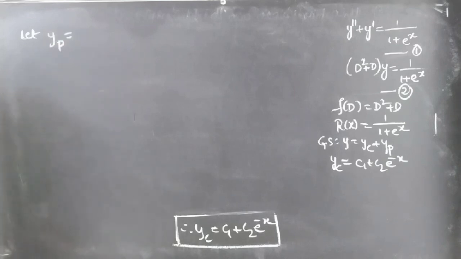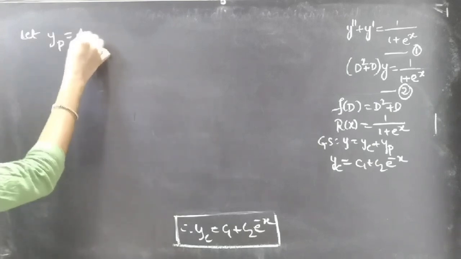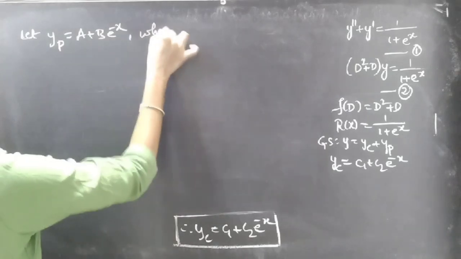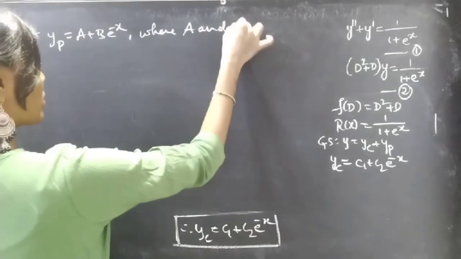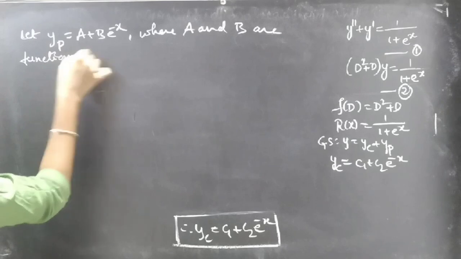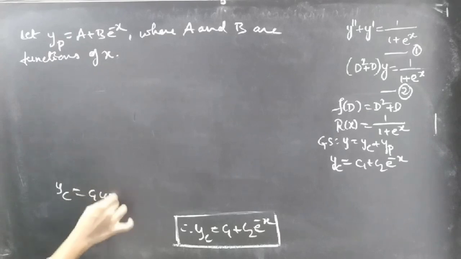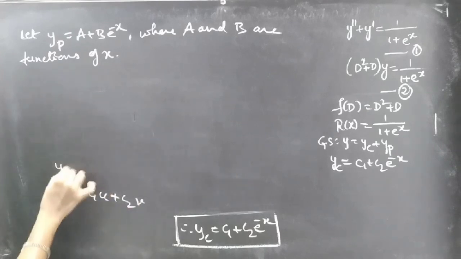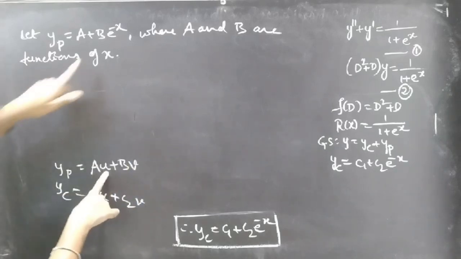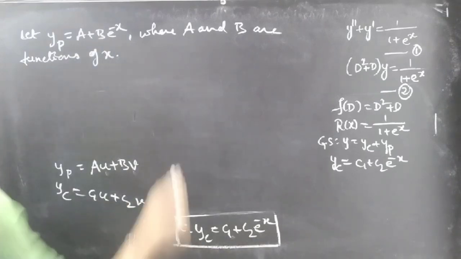Let yp equal to, now replace the constants or parameters with some functions of x, A and B. We'll get yp = A + B e^(-x), where A and B are functions of x. And compare yc = c1 u + c2 v, or yp = A u + B v, to find u and v, where u is 1, v is e^(-x). See? u is 1, v is e^(-x).